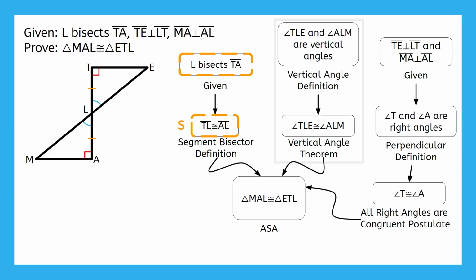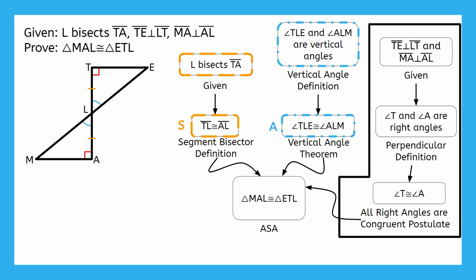In the middle branch, I put my vertical angle congruence. My first bubble says angles TLE and ALM are vertical angles because of the vertical angle definition. This then lets me say that angle TLE is congruent to angle ALM because of the vertical angle theorem. I've coded this branch in blue dashes and dots and labeled the second statement with an A to show that it gives me an angle congruence.